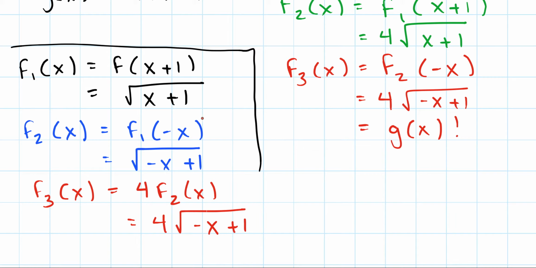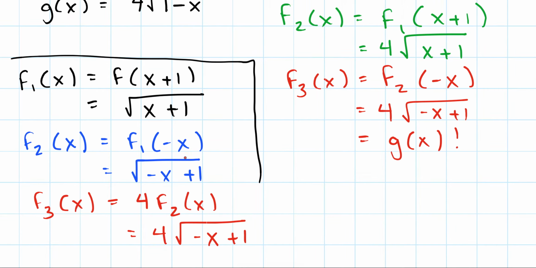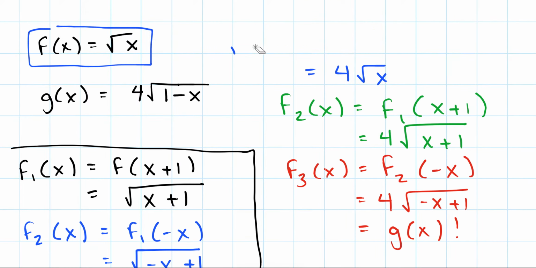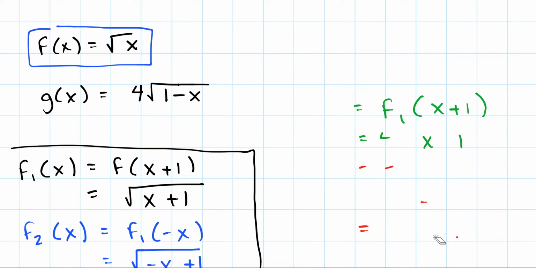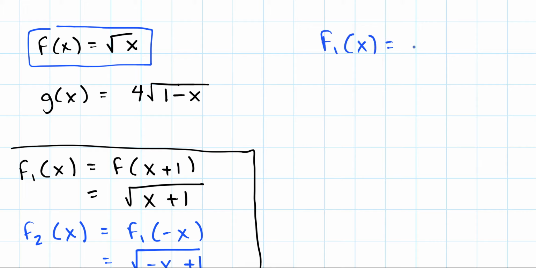Now you do have to be careful if you start with negative x first. So I'm going to show you one more way to do this, but you have to be really careful with negatives. So let's say what you wanted to do was define f1 as taking f and putting a negative in. So that would give you the square root of negative x.